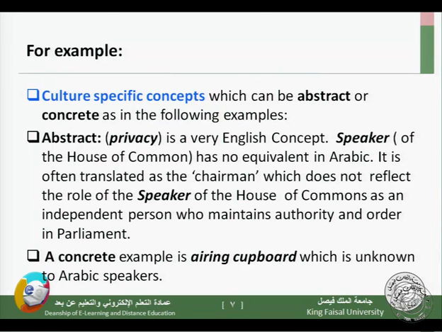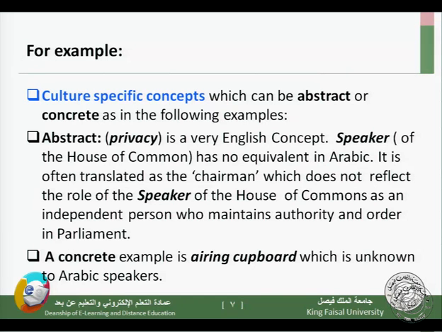Now the speaker, as I mentioned here, what is the role of the speaker in the House of Commons? It gives you an idea. He is an independent person who maintains authority and order in the Parliament. He can silence the Prime Minister, or he can silence any member in the Parliament if he wanted to. I don't know whether you have seen the Parliament in England when they speak. The government from here and the opposition from here, and the Speaker sits here, and he maintains authority and order. He would say order, order, order. When they become a bit noisy, he would say order, order, and everybody would be quiet.